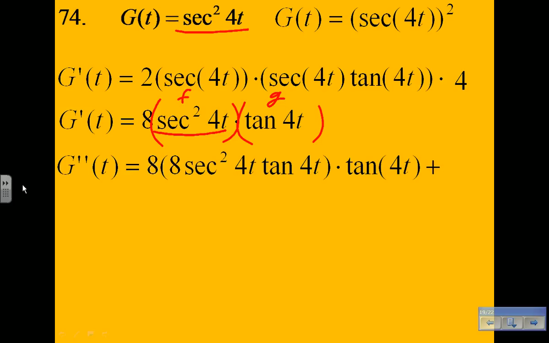And then I take the derivative of tangent, and that becomes what? Secant squared of 4t times 4. I think that's right.